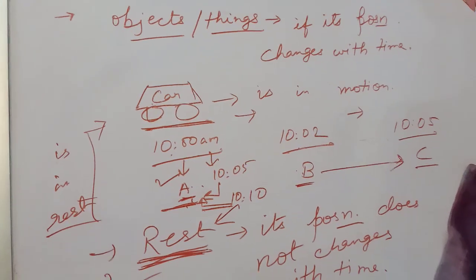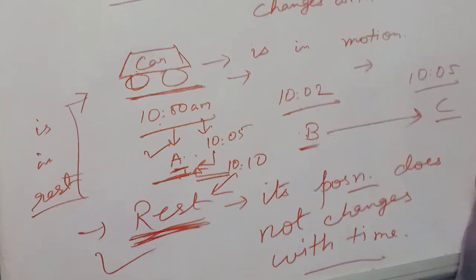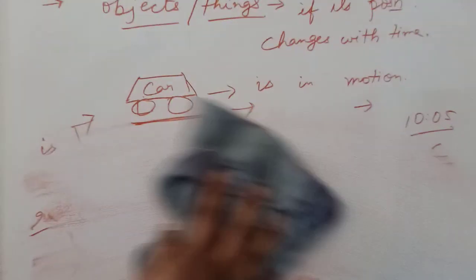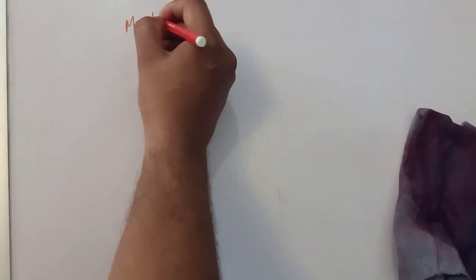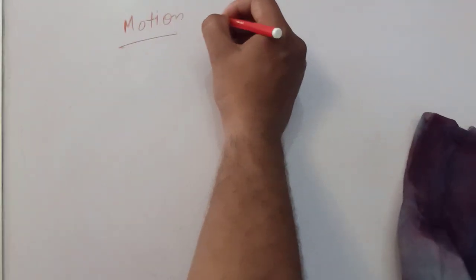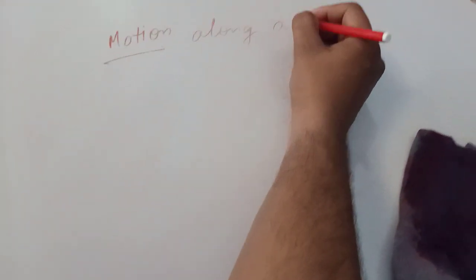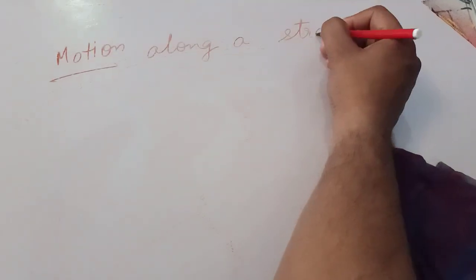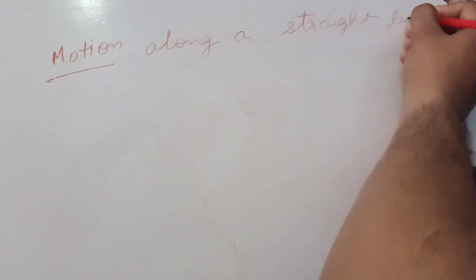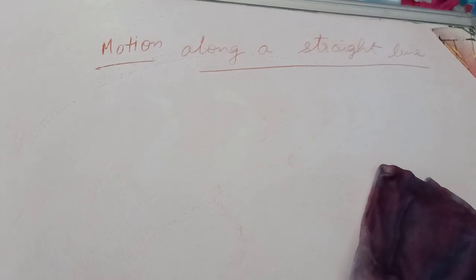Motion can be of different types. You have already studied different types of motion in the lower classes, so today I will only give a short overview. In your chapter, the type of motion you are going to study is motion along a straight line.